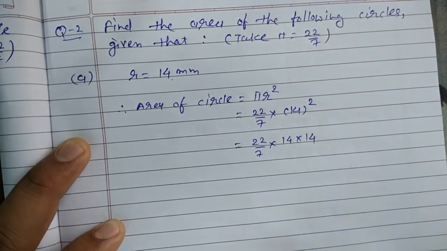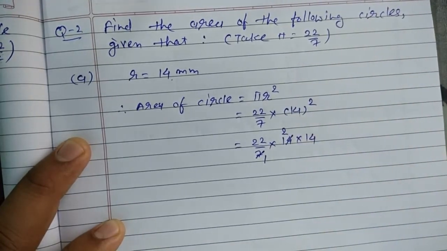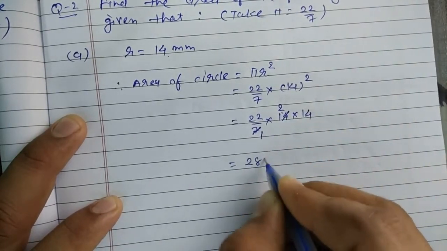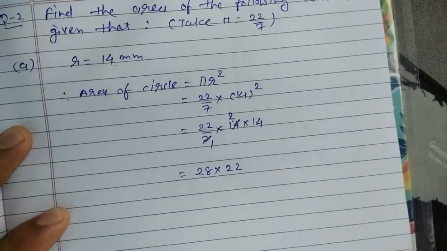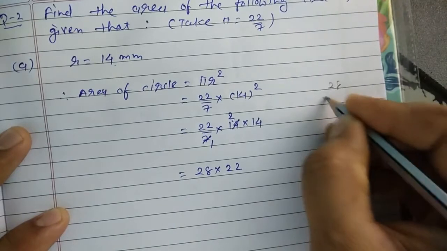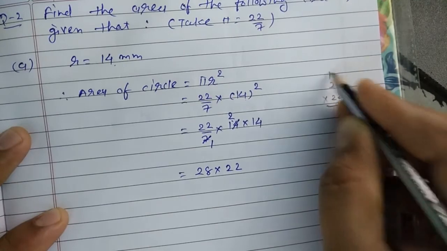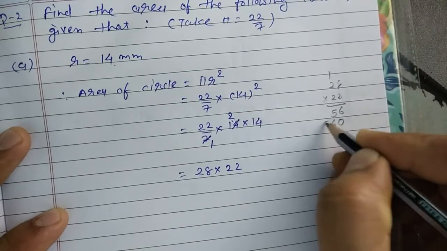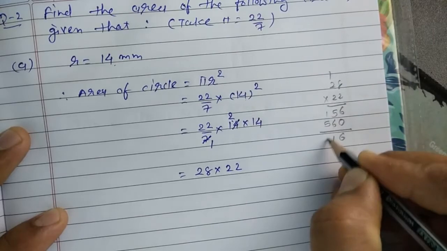14 multiplied by 14. 7 ones are 7, 7 twos are 14. So here what do we get? 2 14s are 28, multiplied by 22. Here we have to do this multiplication. So we will do 28 multiplied by 22. 8 twos are 16, here 1. 2 twos are 4 plus 1 is 5. Then 0. 8 twos are again 16, so 6 and 1. 2 twos are 4 plus 1 is 5... 6 plus 0 is 6, 5 plus 6 is 11, 1 plus 6... So it is 616.